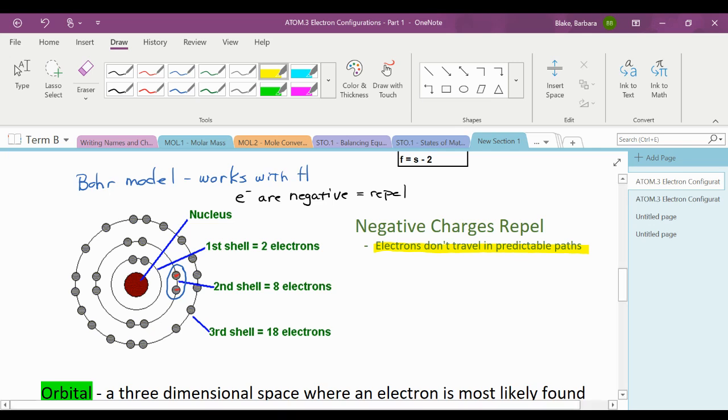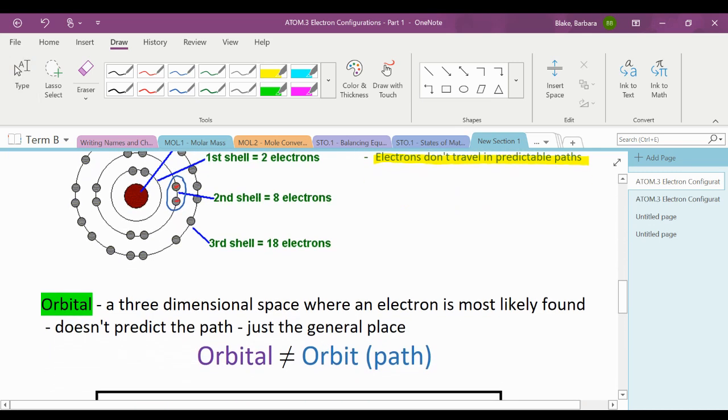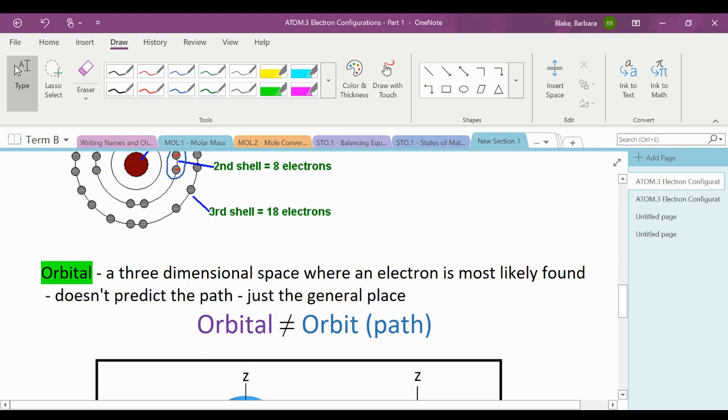Instead, what we have since discovered is that instead of a pathway, we assign an orbital. An orbital is a vocabulary word you're probably going to want to know. It is just a three-dimensional space where an electron is most likely found. So it's a bubble. I am not going to predict exactly where you are sitting right now. But if I know what room you're in, I have a ballpark idea of where you're at.